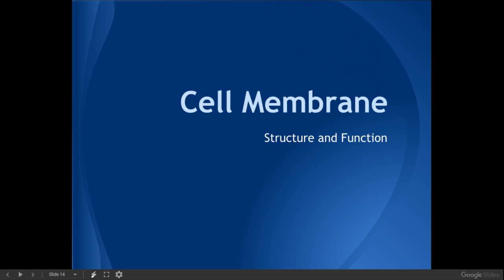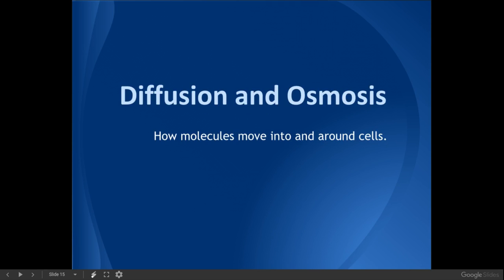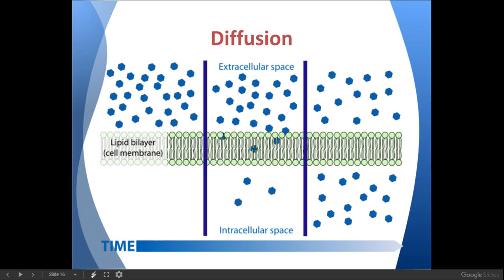So the cell membrane needs to be selectively permeable, meaning it's able to let certain things in and out of the cell and be very selective about that. A couple of the processes that we are going to look at first are diffusion and osmosis. And these are types of passive transport. Passive transport means no energy necessary. So diffusion and osmosis is how molecules will move into and around the cells.